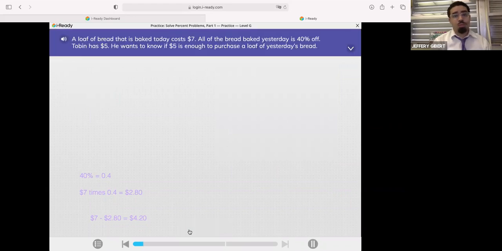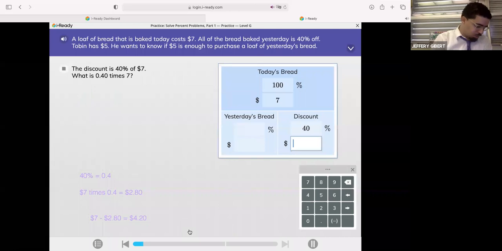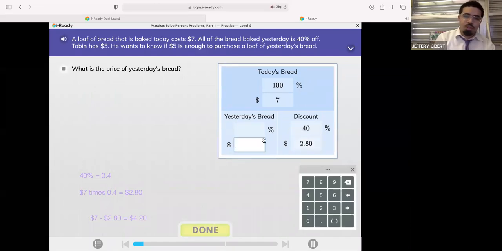All right, now I'm going to call on people. The discount is 40% of $7. What is 40 hundredths times 7? All right, so it's the same exact thing we just did. $7 times 0.4, which is $2.80. What is the price of yesterday's bread? And then to get this, you do $7 minus $2.80, which is $4.20.